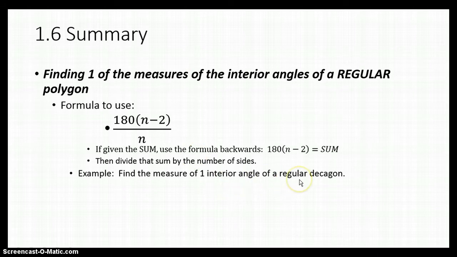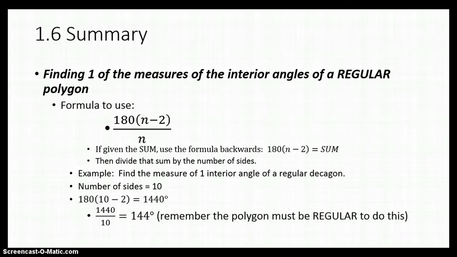If I want to find one interior angle of a regular decagon, well, a decagon has 10 sides, so I'm going to start by finding the sum of all those interior angles. So 180 times 8, which is 1440. Well, I know there are 10 angles inside of that polygon, so I divide that by 10. It tells me each interior angle is 144 degrees. And just remember, it has to be regular to be able to do this.